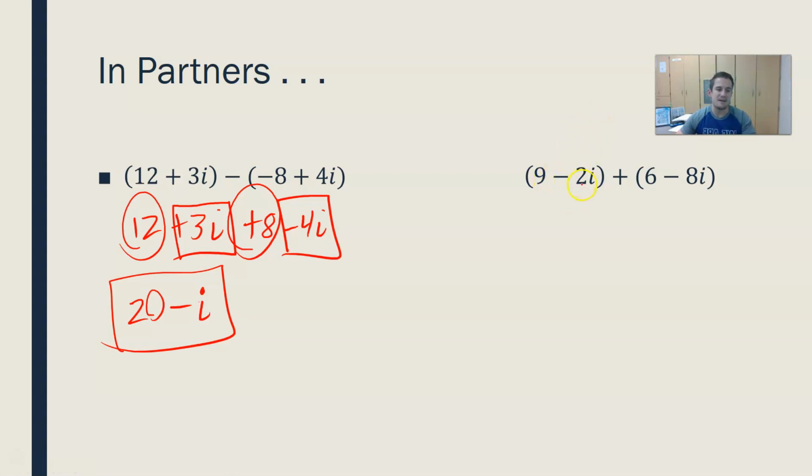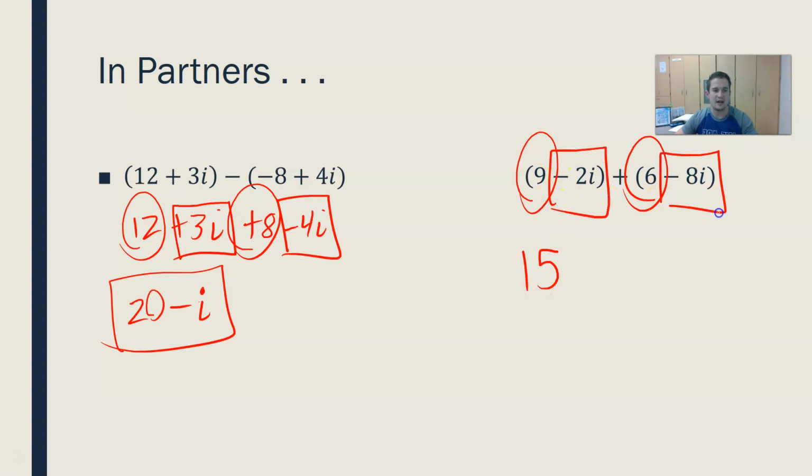If I had 9 minus 2i plus 6 minus 8i, again, I'd combine together, since this is an addition problem, my real numbers, 9 plus 6, which is 15. And then negative 2i and negative 8i would give me negative 10i. 15 minus 10i. And that would be my final answer.